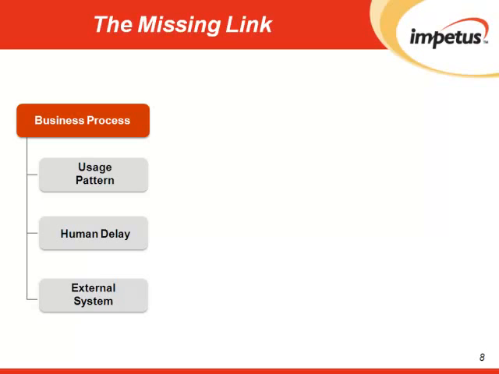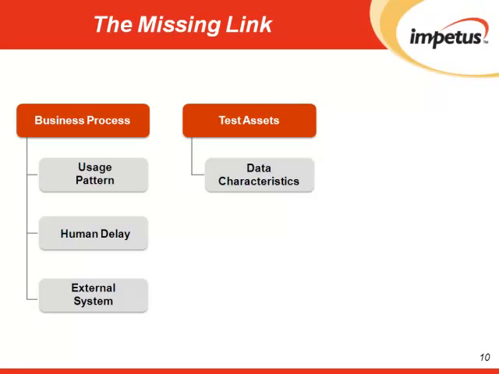Let's look at the next area, test assets. Data characteristics play an important role in performance testing. The size and nature of test data can vastly affect the test results. The data volume matters a lot. For example, if I'm working on a search application which is searching on 5,000 records in my database, it is going to be fast versus if I'm searching on 1,000,000 records in my database.